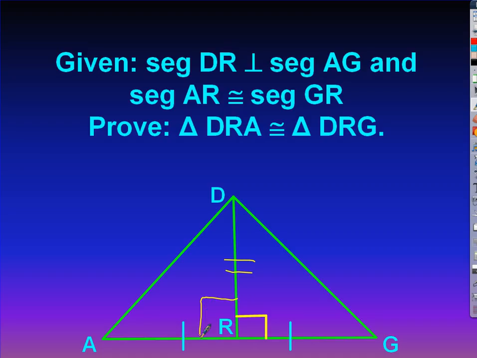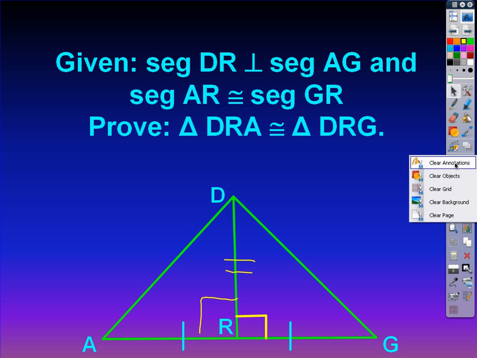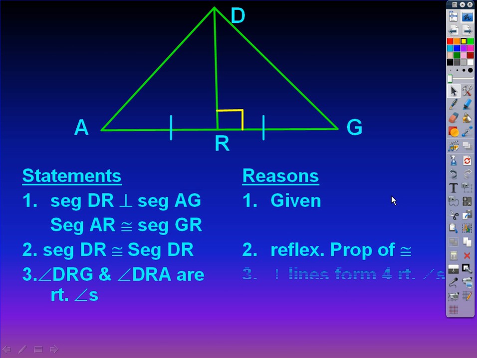And now what's the shortcut that allows us to say that these two triangles, the left and the right, are congruent? SAS, side angle side. Right? Make sense? Okay, I'm just going to skip through that. We'll just go on to the next one.